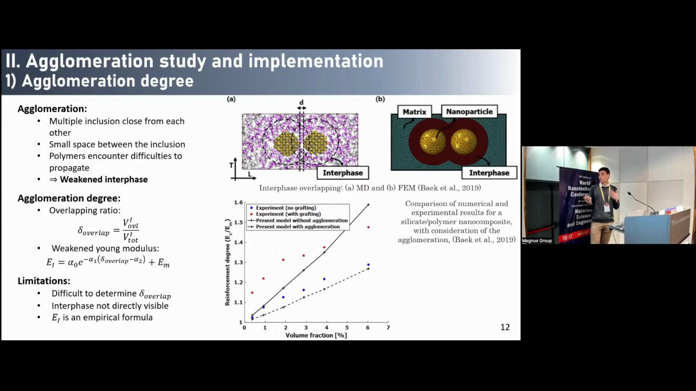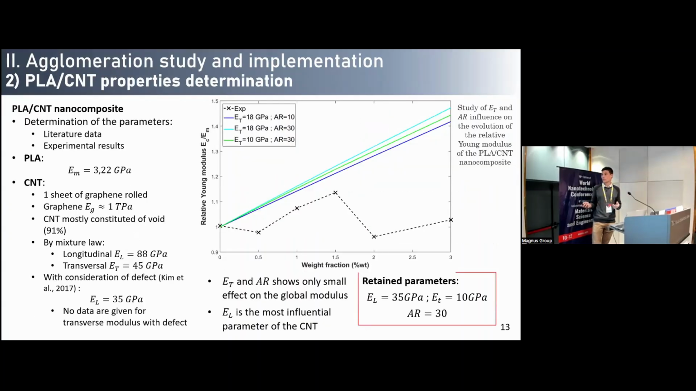Some approaches, some models have been studied by Baek and his team. For example, he provides an overlapping degree, and from that he computes the new interface modulus. However, it's difficult to determine this overlapping degree from the experimental results, and this model is purely empirical. So we'll try to see if it's possible to find a new parameter that we can directly link to the experimental observations that we got.